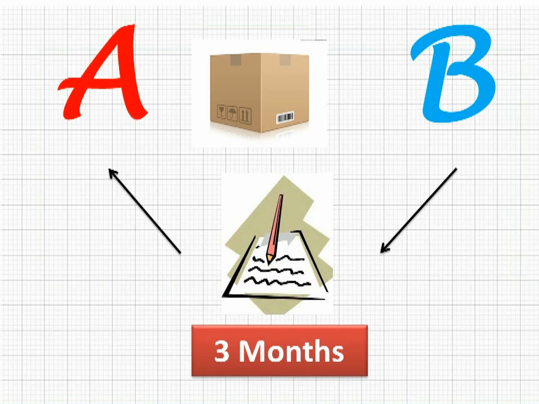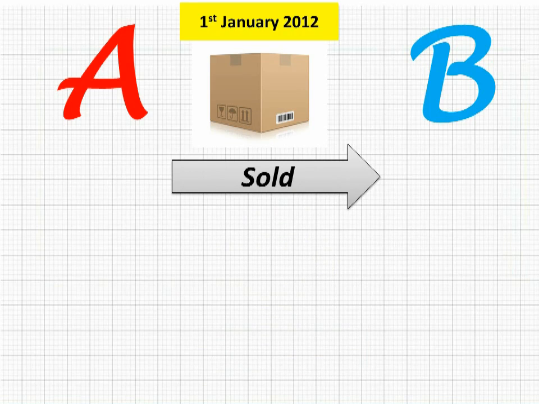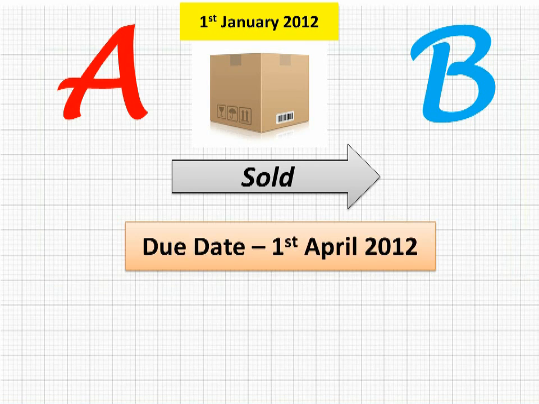And these goods were sold on 1st January 2012. It means A has sold goods today, and today is 1st January 2012. And he will get the money as per promise of B after 3 months. So what will be the due date? The due date will be 1st of April 2012.